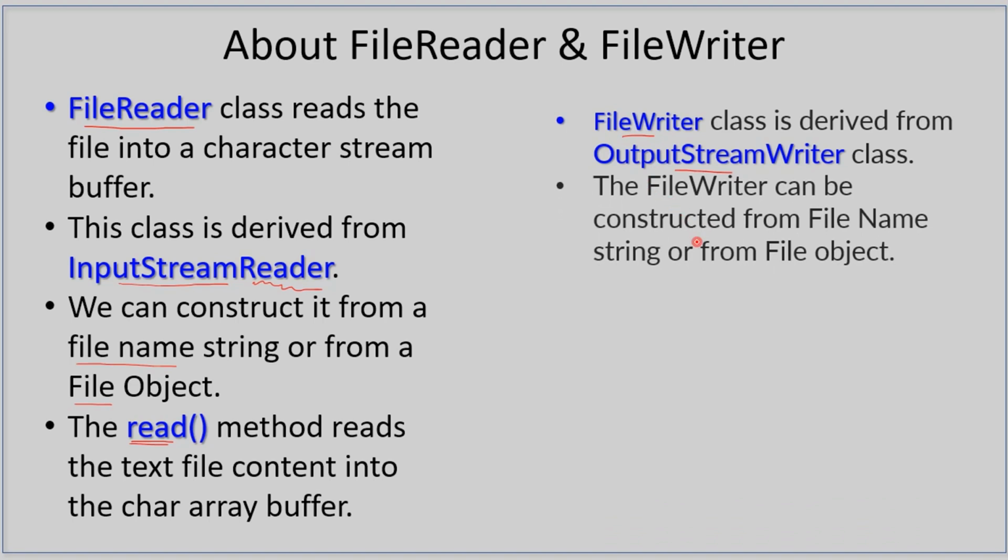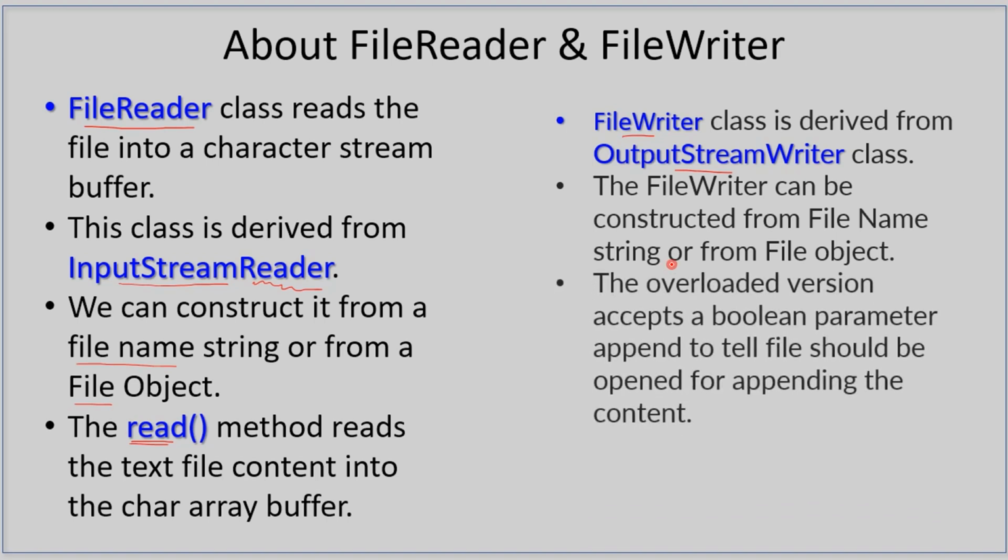FileWriter can be constructed from a file name string or from a file object. The overloaded version accepts a Boolean parameter, append, to tell that the file should be opened for appending the content. That means if a file already exists and you opened it for appending, whatever you write will get appended to the existing content of the text file.